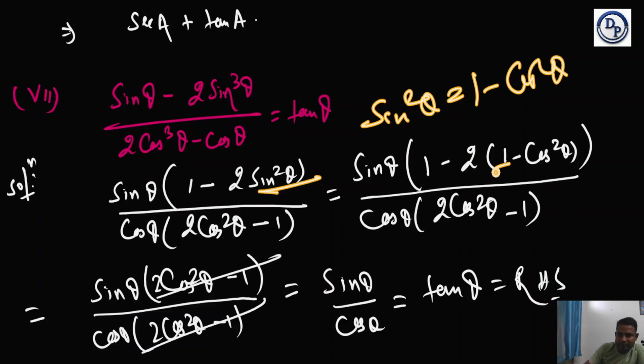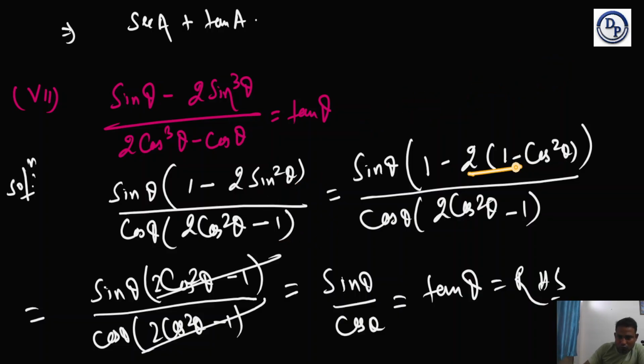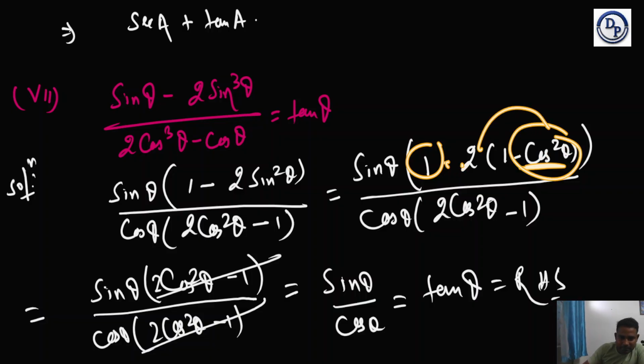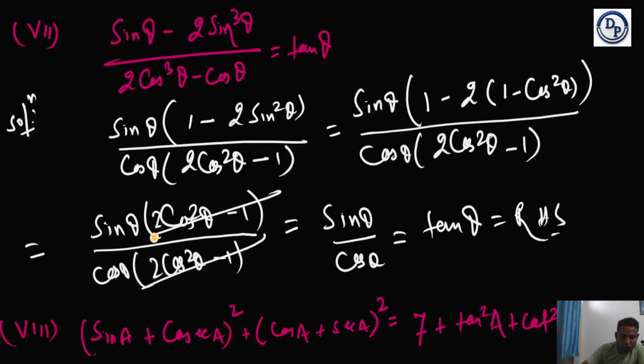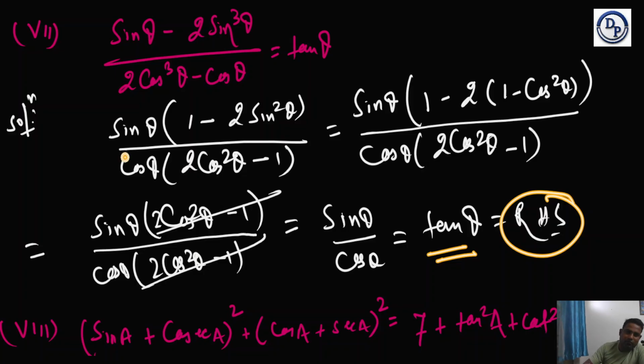Okay, so I wrote the same. Now I multiplied this 1 minus this 2. This becomes minus 2 and plus 1 minus cos square theta. So 2 cos square theta from here, and minus 2 and plus 1 gives us minus 1. So I have written minus 1 here. In the denominator, we left it as usual, and now 2 cos square theta minus 1 and 2 cos square theta minus 1 got cancelled. We are left with sin theta by cos theta, which is tan theta, the RHS. So we proved it. Quite simple.